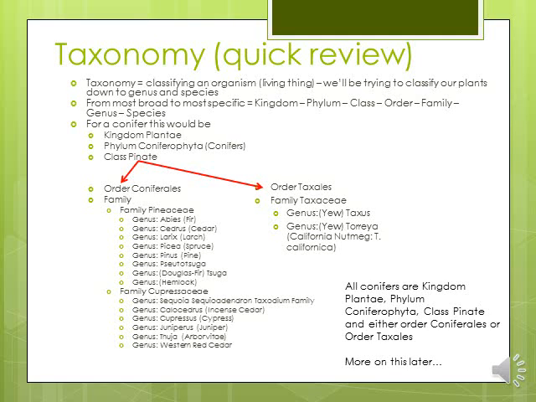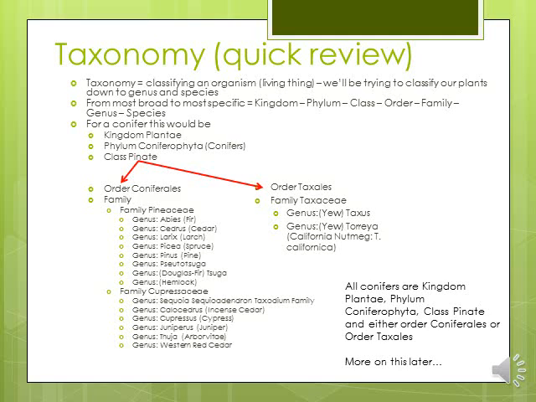So I want to go over a quick review of taxonomy, just so that you understand as we're keying these plants out what we mean when we say class or family or genus, if you're not already familiar with them. Taxonomy just refers to classifying an organism or a living thing, and we're trying to classify our plants down to genus and species. So about as specific as you can go in knowing what the plant is.